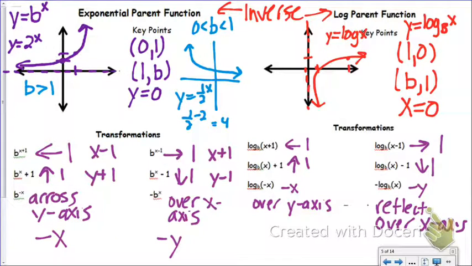So what we're going to do now is we're just going to look at a couple examples so we can actually transform some of these functions. What we're going to do for all of these is take these key points and transform them using those transformations that we see on there. Okay, so we're going to start with exponential first.